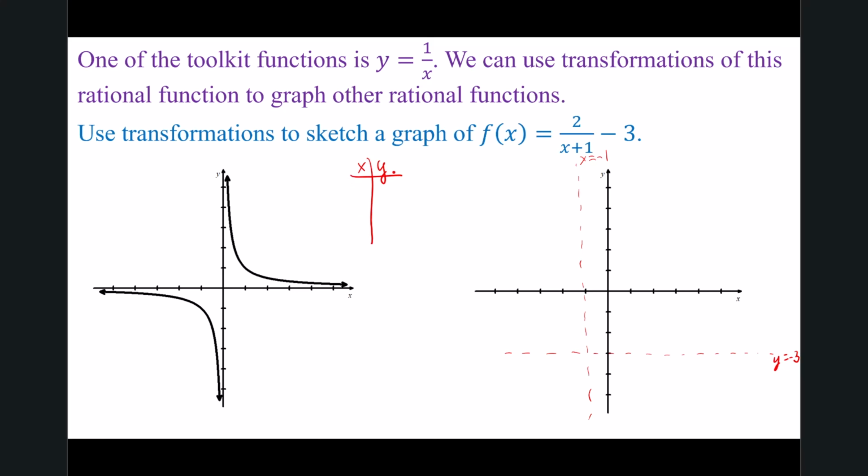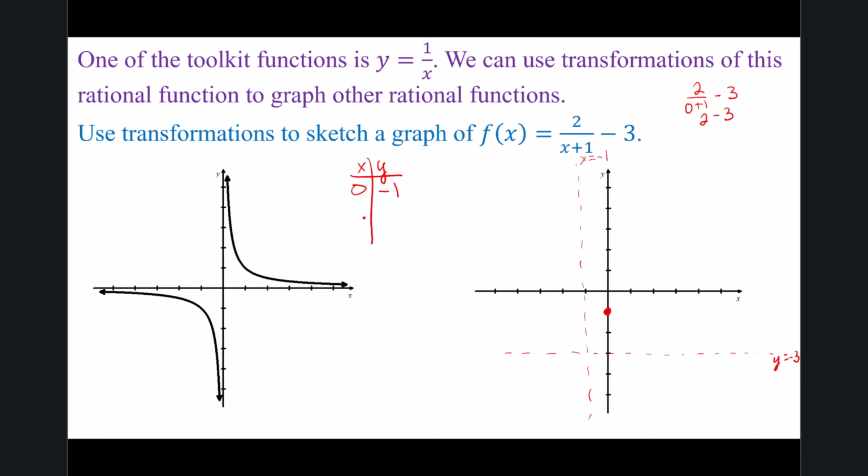So if I look on the right side of my vertical asymptote, let's say, okay, if x is 0, then I would have 2 over 0 plus 1 minus 3, which is 2 minus 3, or negative 1. So I have a point at 0, negative 1.